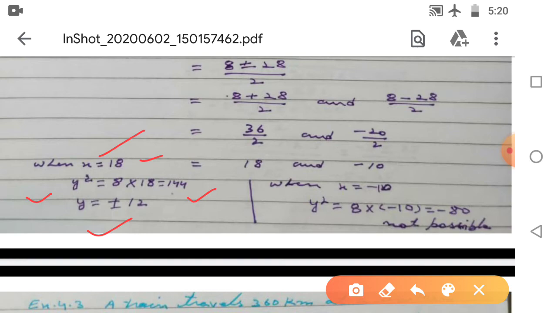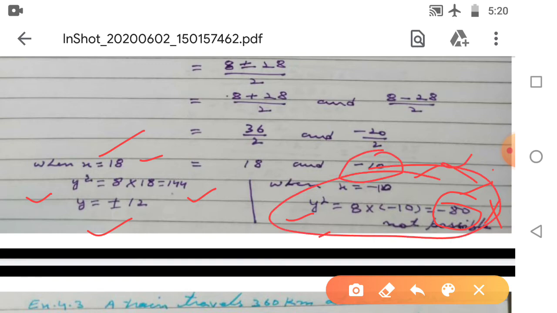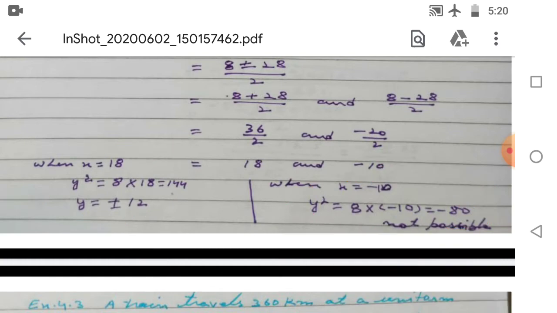Now, when x is minus 10, y square becomes minus 80. So, this is not possible, the square root of a negative number is not real. So, we reject this value, that is minus 10, but you have to show why we are rejecting it. So, the value of x is 18 and the value of y is plus minus 12 in this question.